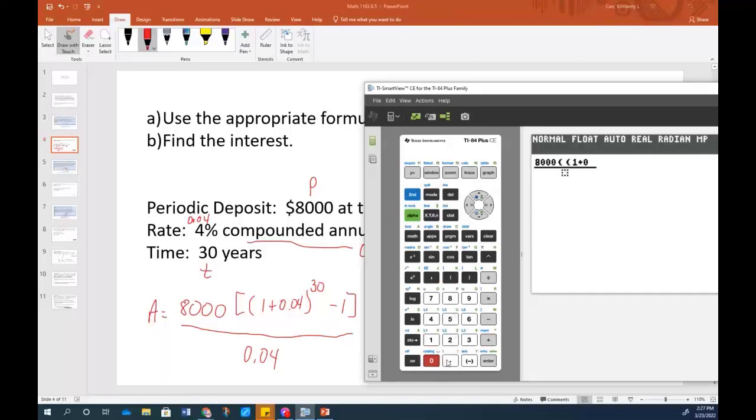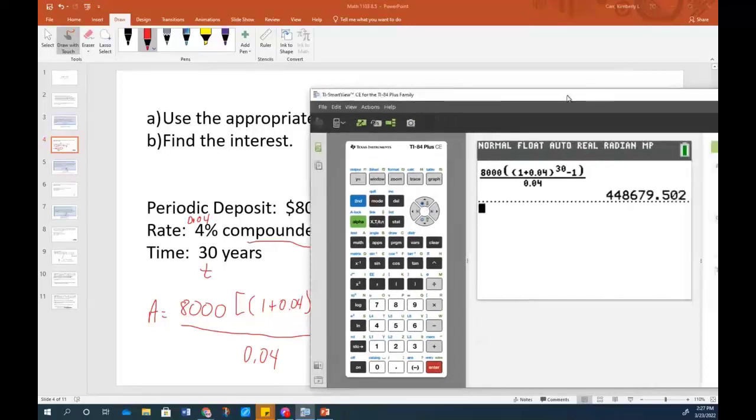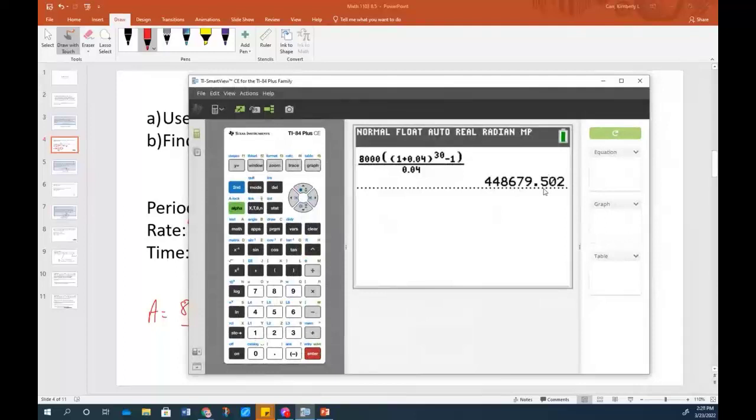I'm just going to use my parentheses to open for the brackets and then open for the parentheses. 1 plus 0.04, close for the parentheses, raise it to the 30th. I have to use the right arrow key to get out of that exponent. Minus 1, and then close for the brackets. Hit my down, and then put 0.04. And before I hit enter, I just want to double check 8,000, 1.04 to the 30th minus 1 over 0.04. So, all right, so that should do it. So now I'm going to hit enter, and what we see is the amount over here.